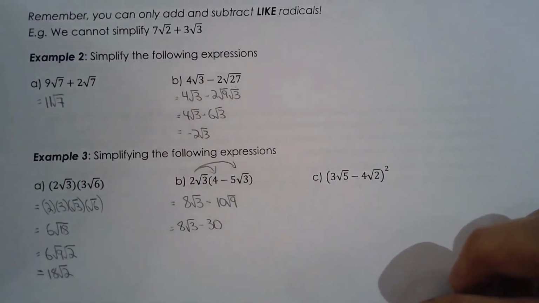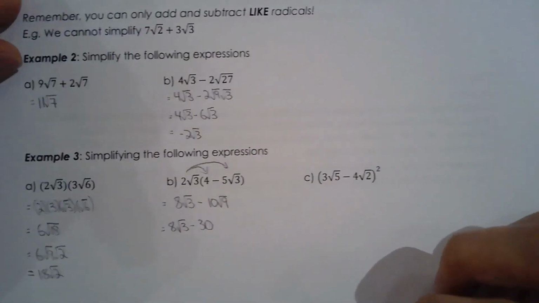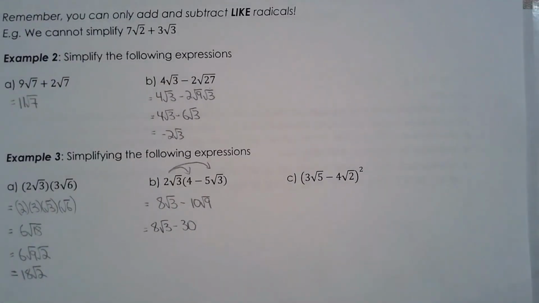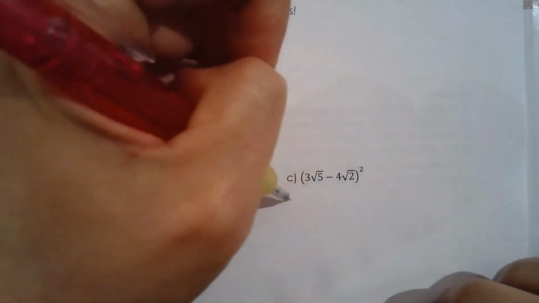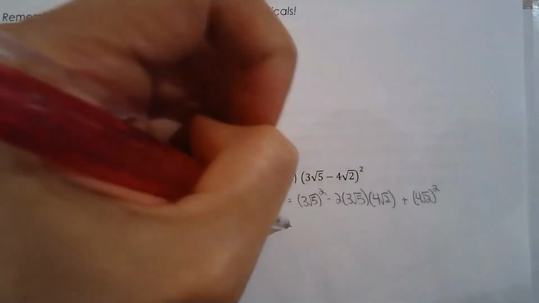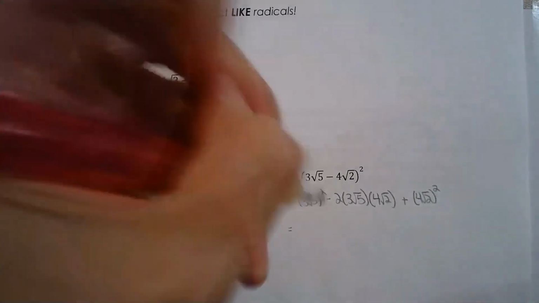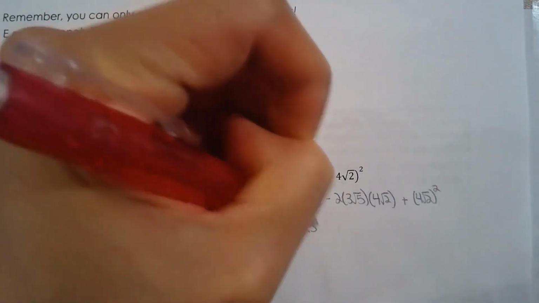All right. Squaring 3 root 5 minus 4 root 2. There's a simpler way to do this. It's just a perfect square trinomial. So a minus b all squared is a squared minus 2ab plus b squared. So 3 root 5 squared, that's 9 times 5. Then 2 times 3 is 6, 6 times 4 is 24, root 10.